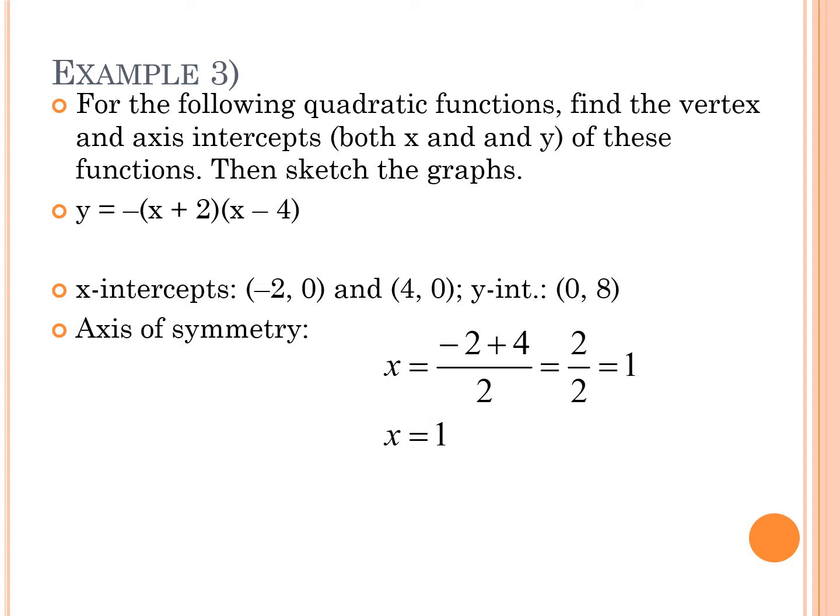The axis of symmetry, again, we take the average there of -2 and +4. You end up with 1. You get x equals 1. Now for the vertex, I then need to plug 1 back into the equation to see what my y value would be.